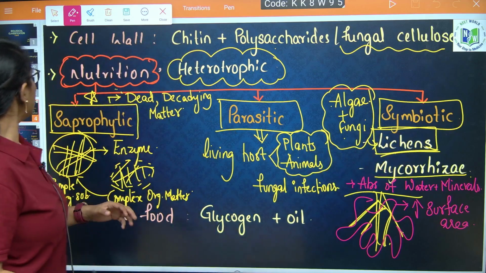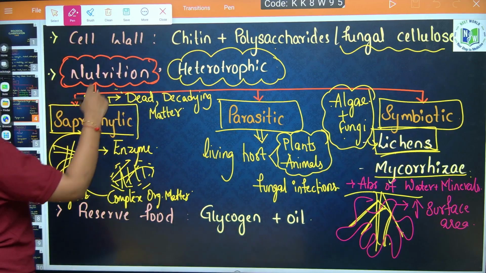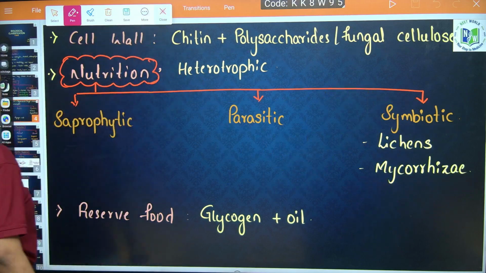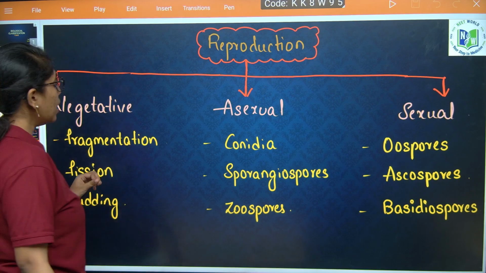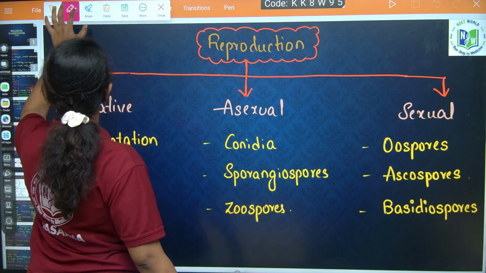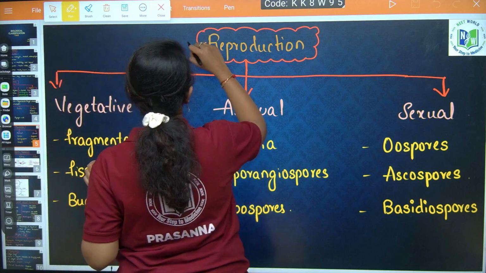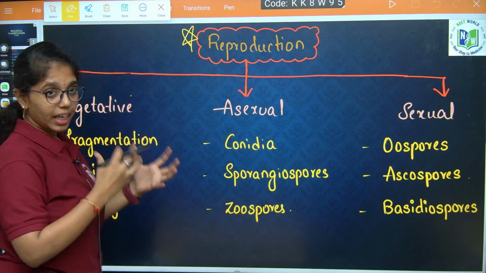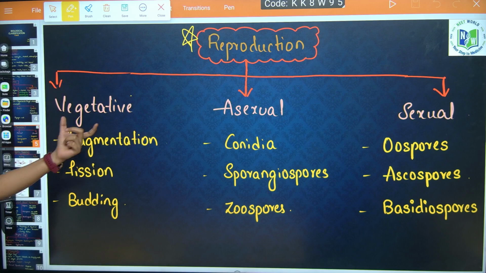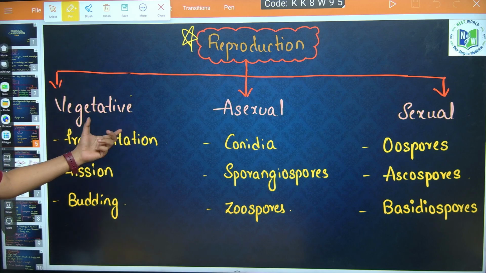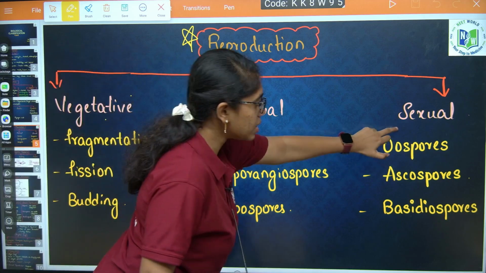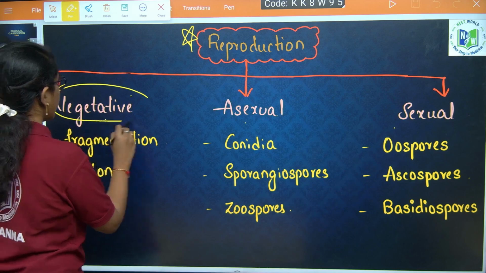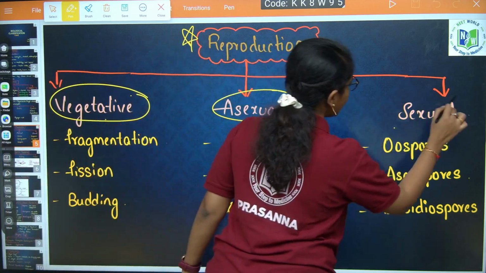After discussing the nutrition of fungi, let us enter into the reproduction in fungi, which is most important and multiple times asked in the exam. The most questions appeared from this segment of fungi itself. Pay keen attention and listen, students. We have three types of fungal reproduction: vegetative, asexual and sexual.